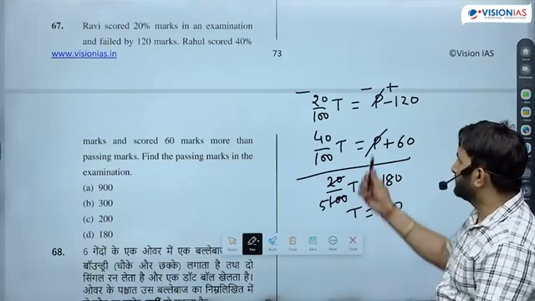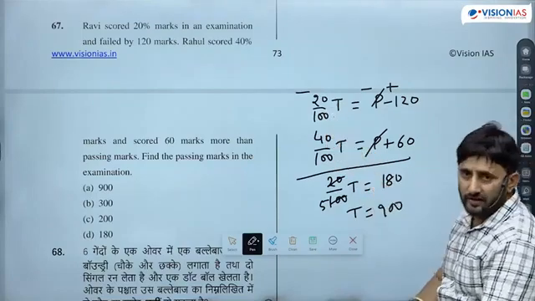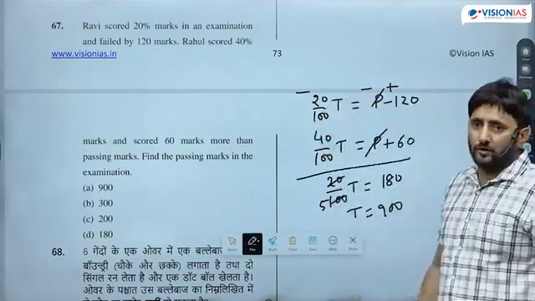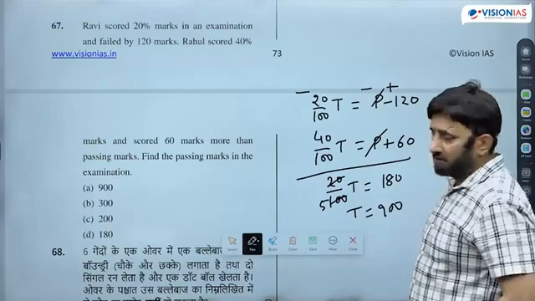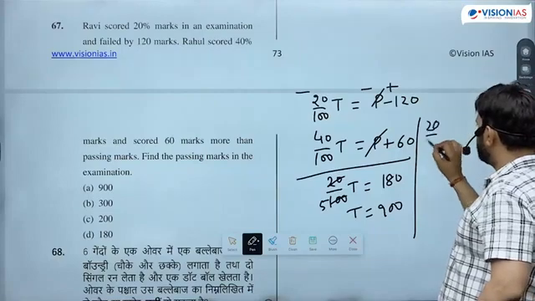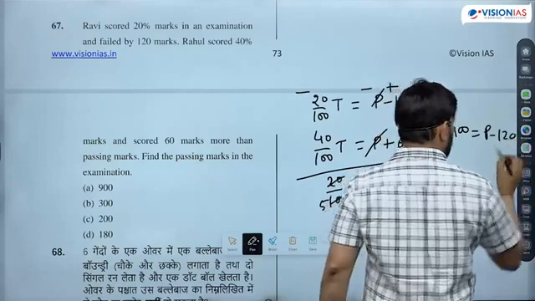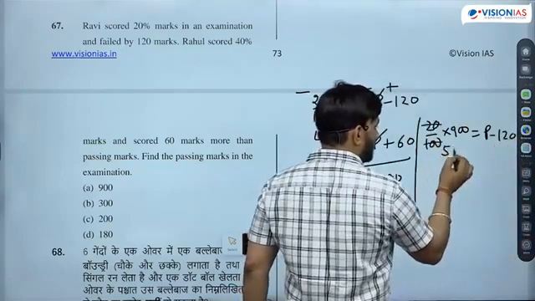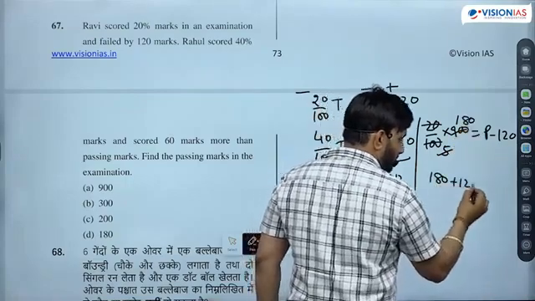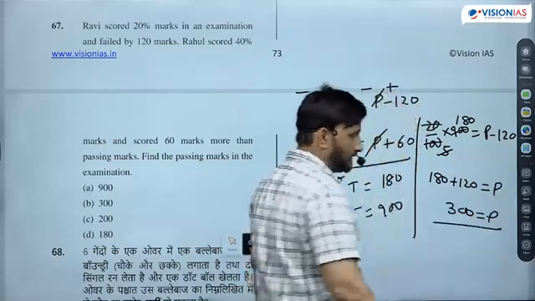Total is 900. You may substitute in the first equation. 20% of 900 will be 180. After scoring 180, a person failed by 120. So passing should be 180 plus 120. So I am putting here 20% of 900 is equal to passing minus 120. So this part will be 180. 120 will come here. 180 plus 120 is the passing score, that is 300 marks. Passing is 300.